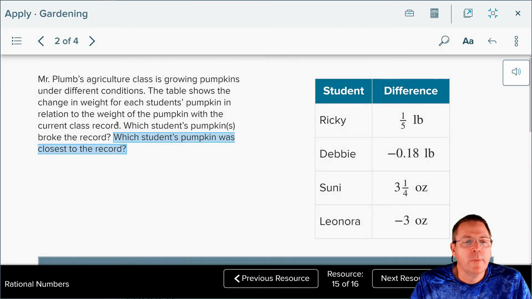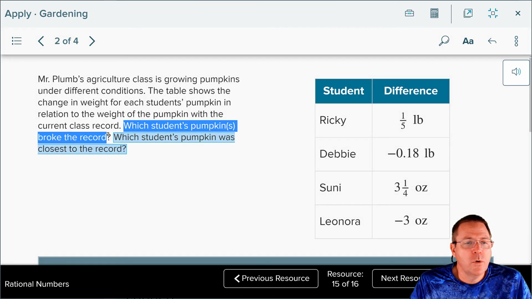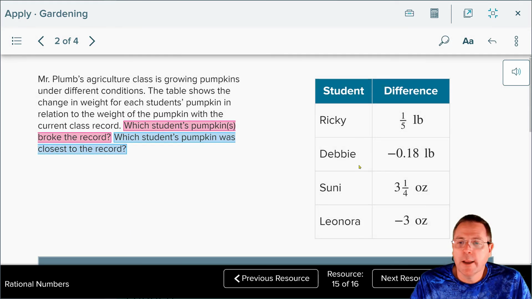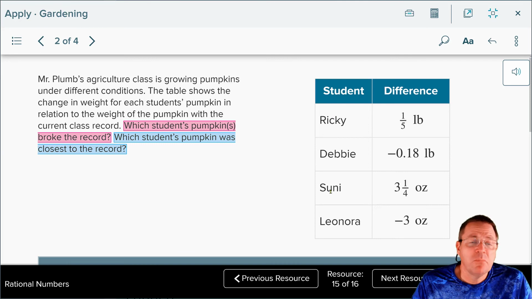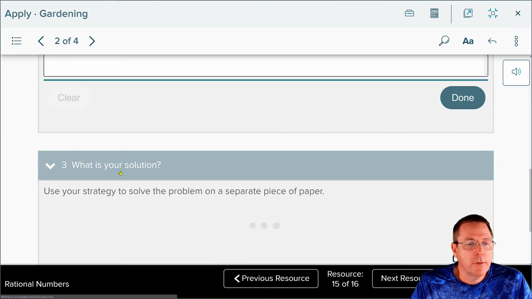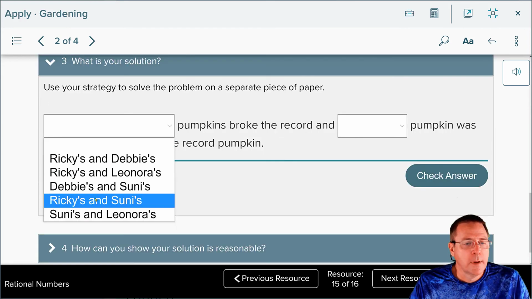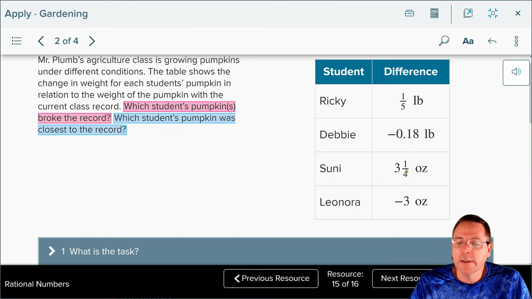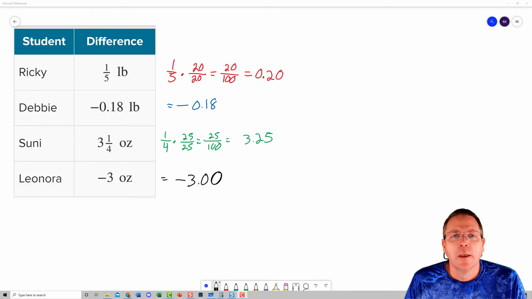Let's change that to blue. And also we want to know which pumpkins broke the record right here. That's the other question they have. So we've got two different questions we're looking at. Which one broke the record? Well, first off, Ricky and Suni, they're both positive, so they both broke the record. So we can put in that solution, and you can see right there I've gone ahead and picked Ricky and Suni because they're both positive numbers, meaning they're larger than the record. Now I'm going to pause the video and go ahead and make these conversions here.